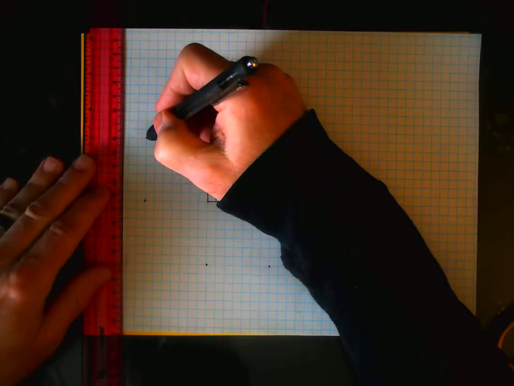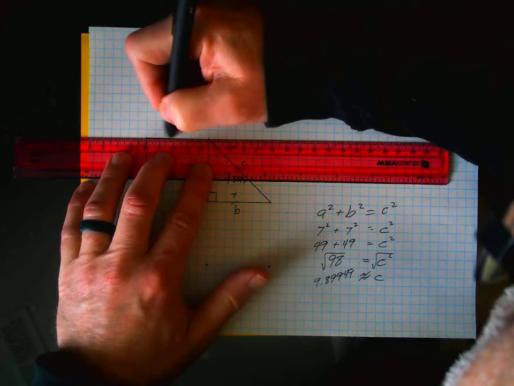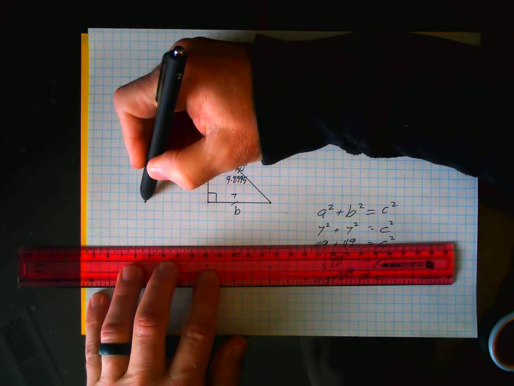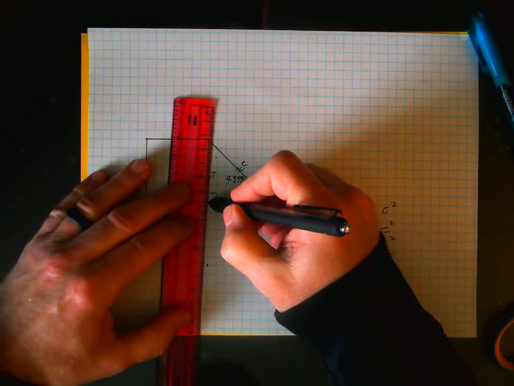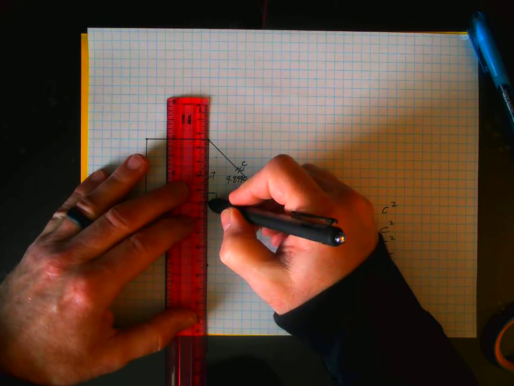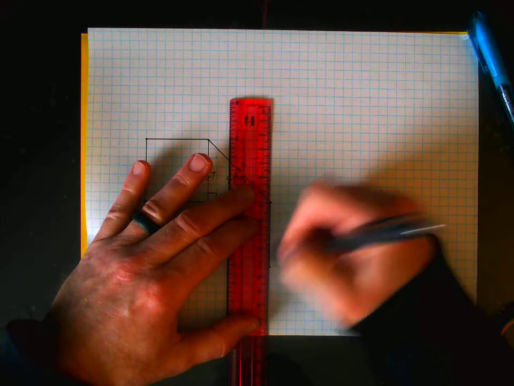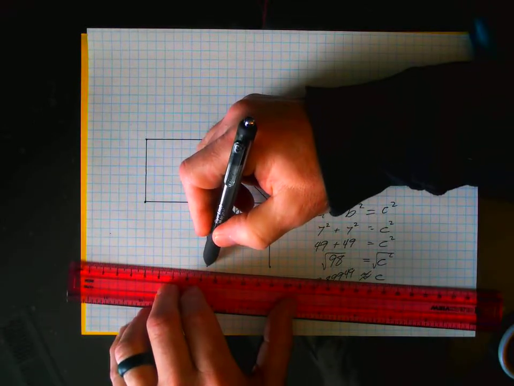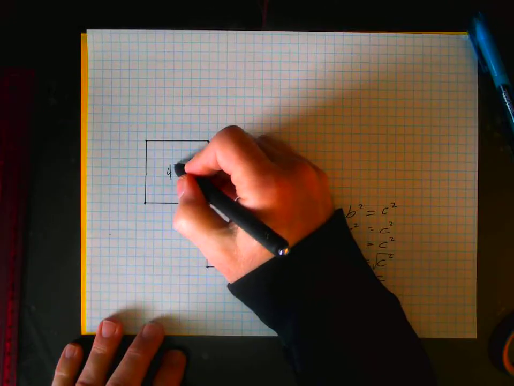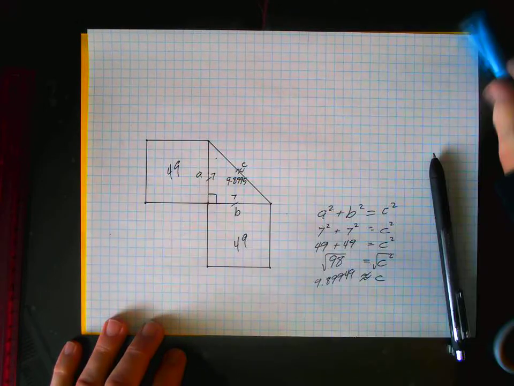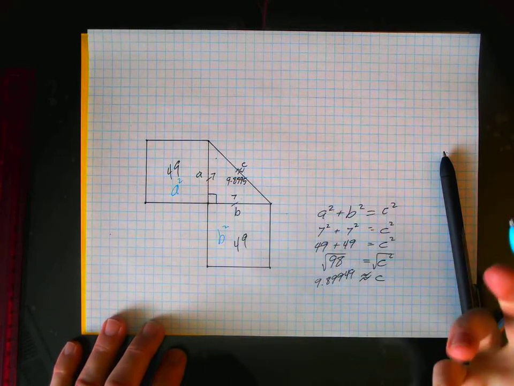Put my pen down, straight edge to it. Pen down. Straight edge to it. This is now 49, and this is now 49, because this is blue, a squared and b squared. And for a c squared.